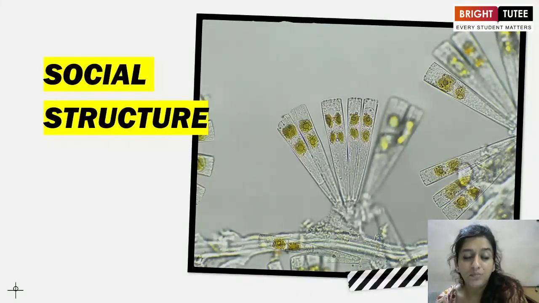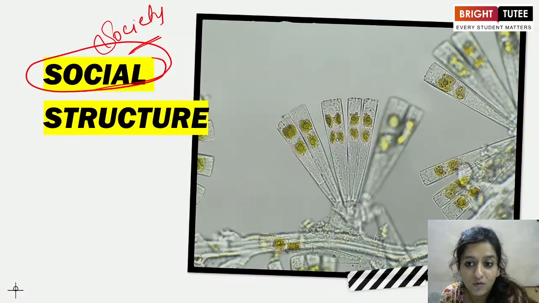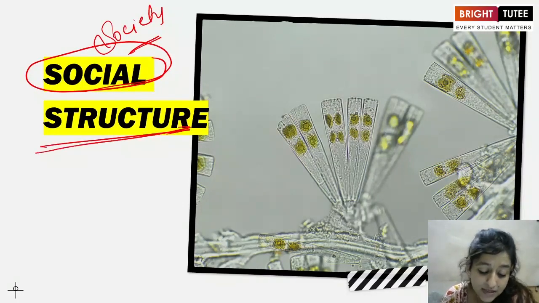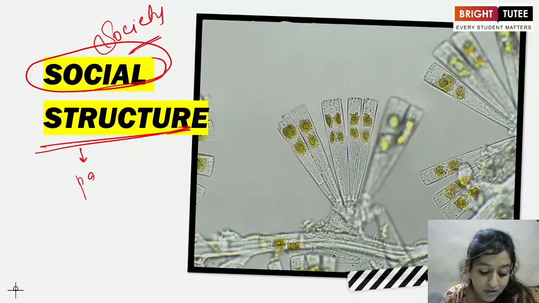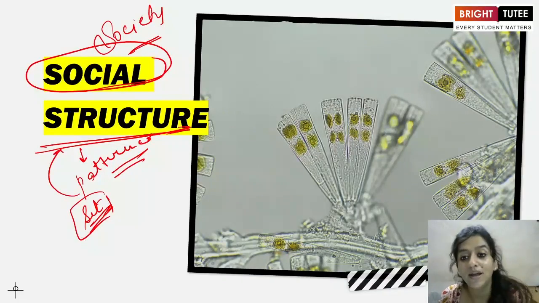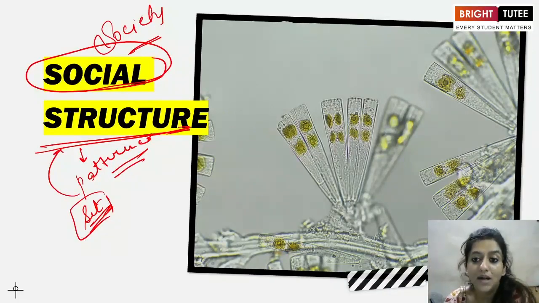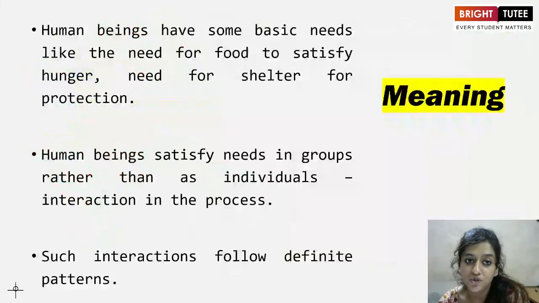When we use this term social structure, we understand that there is something related to the society that we are talking about, because it has social involved in it. On the other hand, it has something to do with the structure, with the pattern, the form, something which has set norms and rules and regulations, and that is why it comes under the whole concept of structure. So let's understand in detail what social structure means.